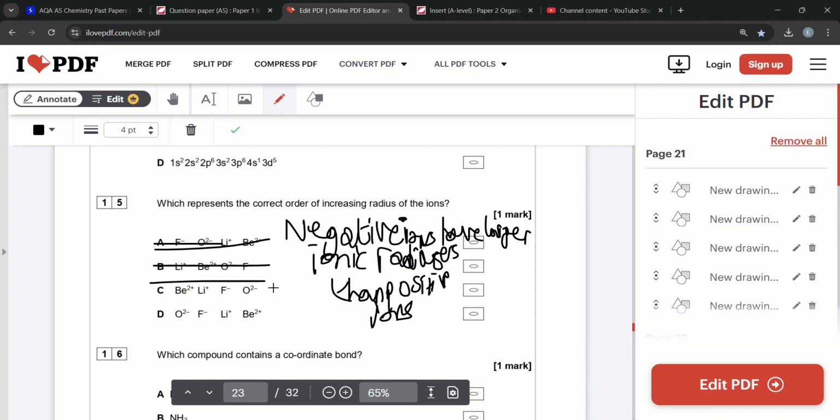Same with B. The answer is C because it's showing you this is the smallest, the second smallest, third biggest, and then this is biggest, I guess. That's the increasing radius because negative ions have larger ionic radius, so it must be O2 minus at the end and then F minus just before it, and then positive ions have smaller ionic radiuses than negative ions, therefore Be2 plus is going to be in the beginning. It's more positive than Li plus. Negative ions have larger ionic radiuses than positive ions.